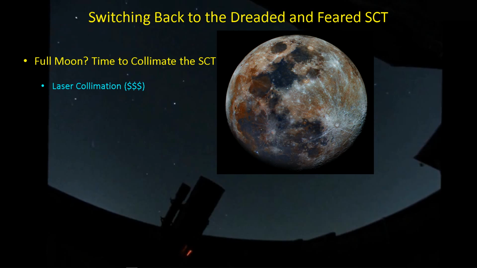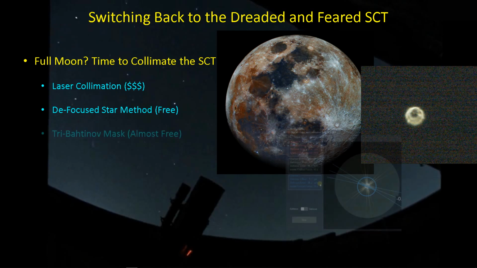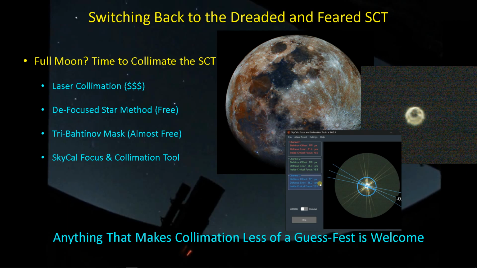Because now you can resort to the traditional methods of trying to fix a defocused star, such as this one over here, or you can use the method that we'll look at today with the Tri-Bahtinov mask. And if you haven't seen this already, there is a SkyCal focus and collimation tool that was developed by Dowd that gives us a pretty good numerical assessment of how good our focus is for our particular imaging setup, the focal length, the aperture, and the pixels in our imaging camera. And hey, I'm up for anything that takes some of the guesswork out of collimation.